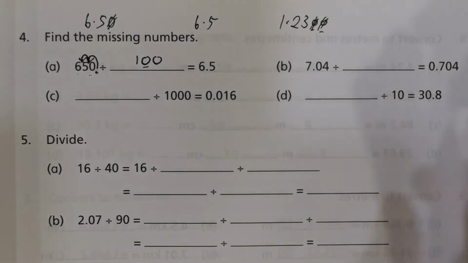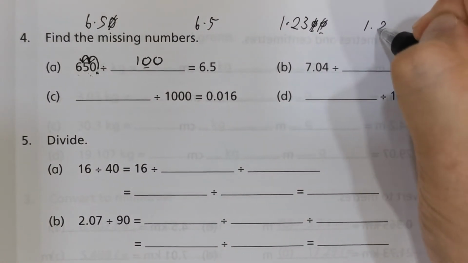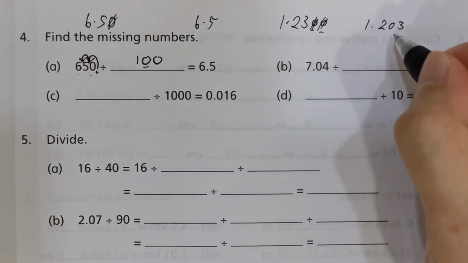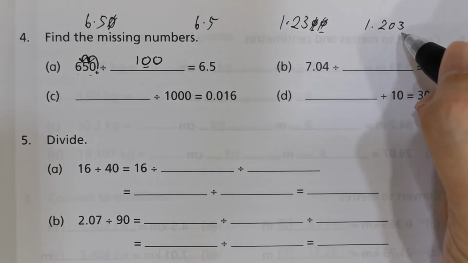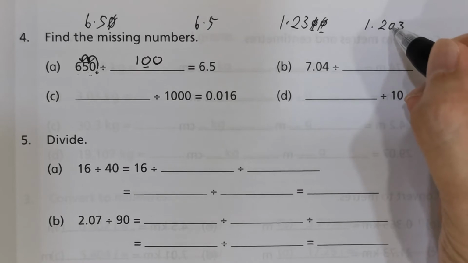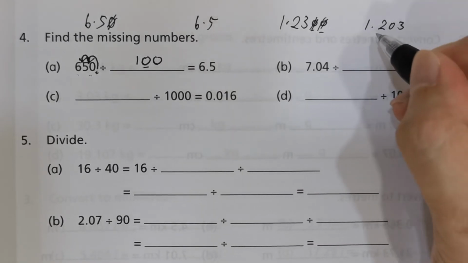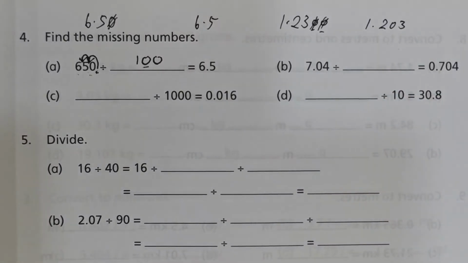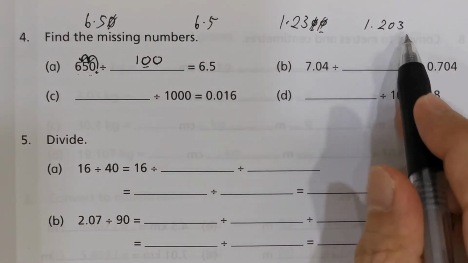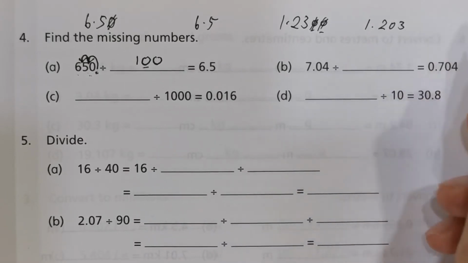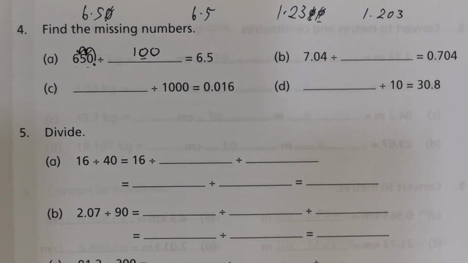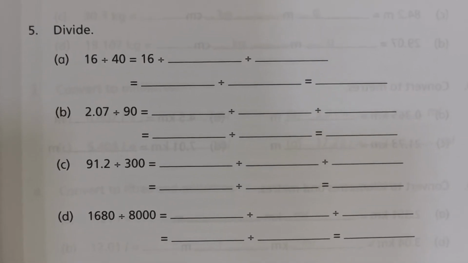Then you say, teacher Patrick, then what about this? What if I have 1.203? Can I drop this 0? No. This 0 is not at the last position. So if you drop this 0, it means that it becomes 1.23. And it doesn't make sense because 1.23 and 1.203, they are two different decimals. Okay? Now, then we move on to question number 5.